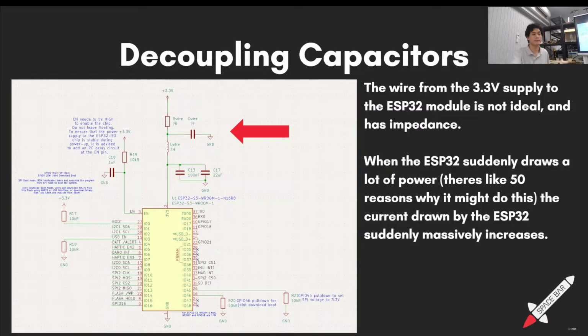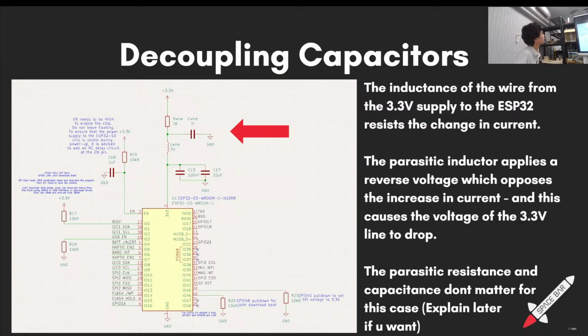So the power supply needs to be able to suddenly give you that power, right? The inductance of the wire will resist the change in current. This is the main problem. The parasitic inductor will see this huge change in current. It's a very fast change in current, right? So the rate of change is huge, and therefore we get a very huge reverse voltage that resists this change in current because of magnetism. And this reverse voltage on my 3.3 volt line causes my 3.3 volts to be like 2.7 volts now. That's big. It's very big, yes.